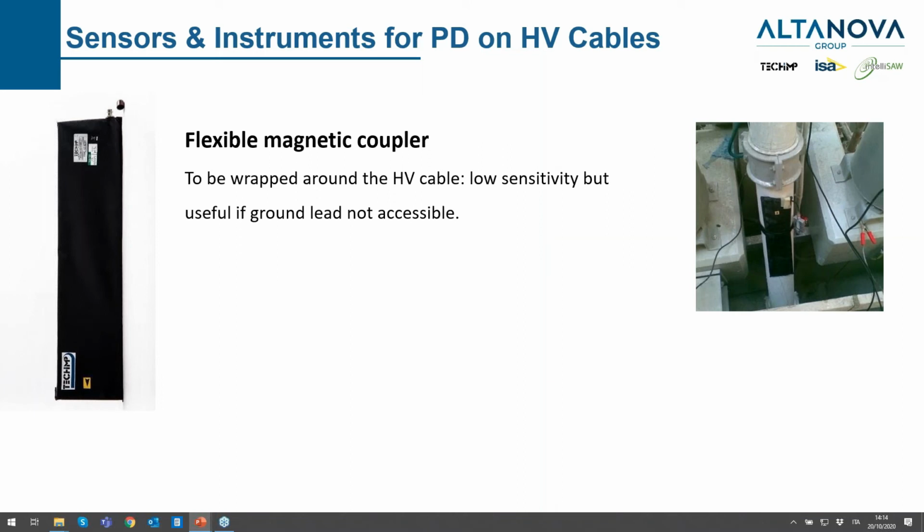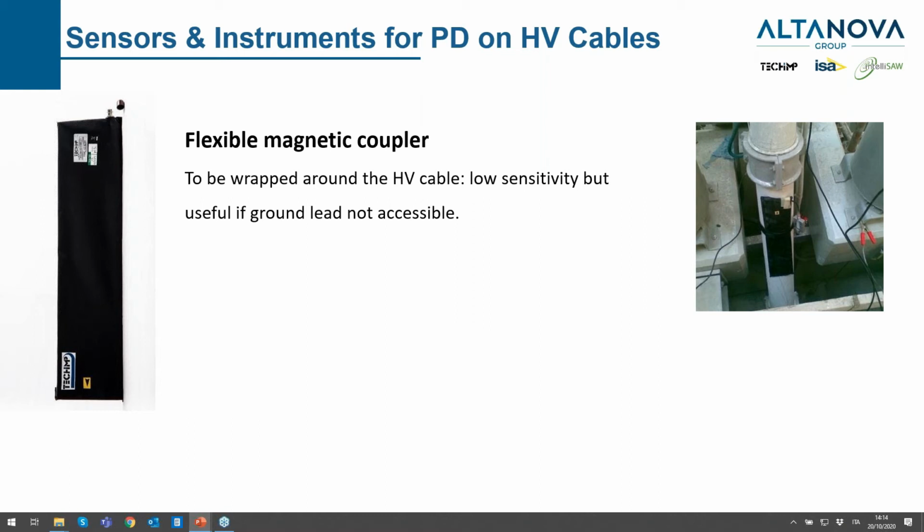Other sensors that we can use on site are, let's say, external sensors. It can happen that in many cases we don't have an embedded PD sensor because they are very rare. We do not have accessible ground leads, or due to safety, we cannot clamp our sensor on the accessible ground leads. In such cases, we need something external that doesn't touch the hot parts of the cable. In this matter, the flexible magnetic coupler is very helpful.